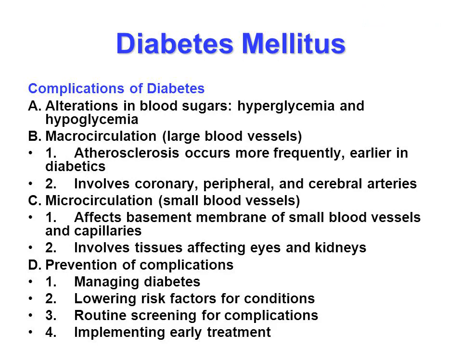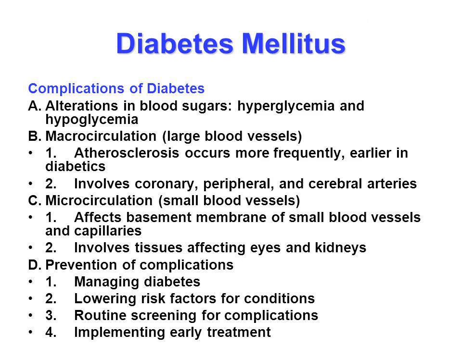Diabetes mellitus complications of diabetes. A. Alterations in blood sugars, hyperglycemia and hypoglycemia. B. Macrocirculation, large blood vessels. 1. Atherosclerosis occurs more frequently, earlier in diabetics. 2. Involves coronary, peripheral, and cerebral arteries. C. Microcirculation, small blood vessels. 1. Affects basement membrane of small blood vessels and capillaries. 2. Involves tissues affecting eyes and kidneys.